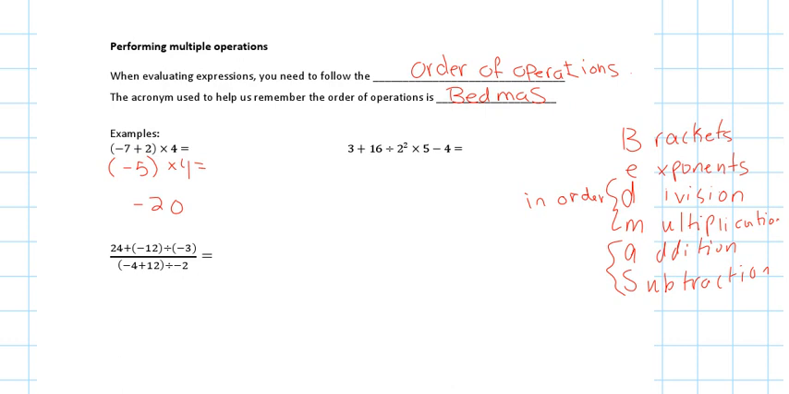So if I look at the second example, I have 3 plus 16 divided by 2 squared multiplied by 5 minus 4. Where do I start? I don't have any brackets, so I can't do anything here. Then the next thing I have to look at is the exponent. So I have 2 squared. What's 2 squared? It's 4.